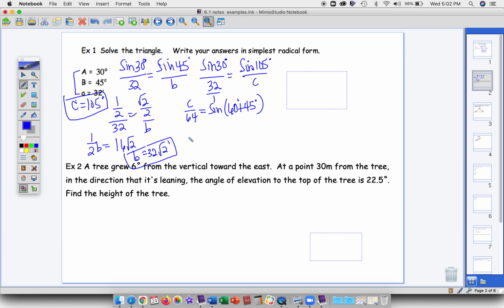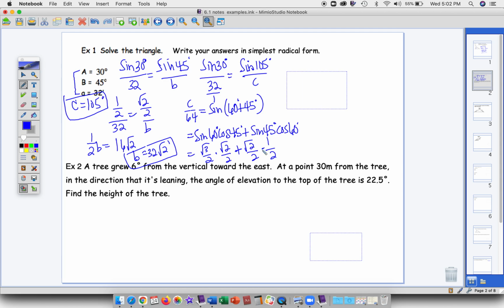Okay, so when I expand that, I get the sine of 60, cosine 45. The symbol stays the same, sine 45, cosine 60. The sine of 60, that's root 3 over 2. The cosine of 45, root 2 over 2, and the sine of 45 is root 2 over 2. That should be a plus symbol. And then the cosine of 60 is 1/2.